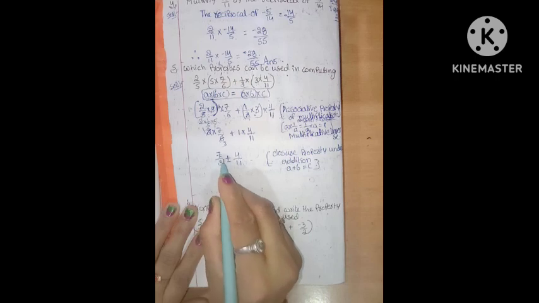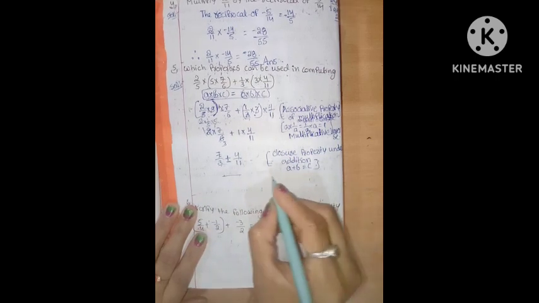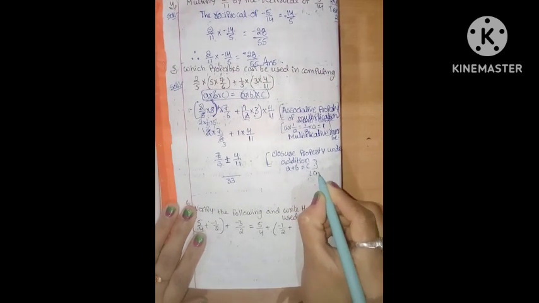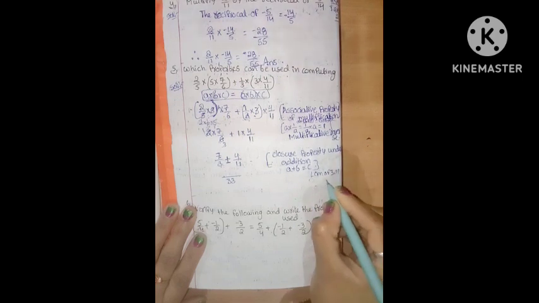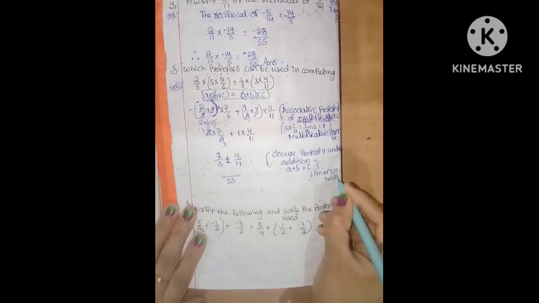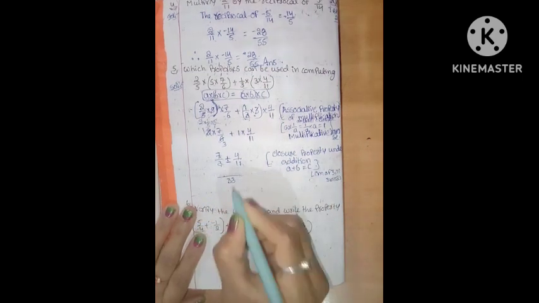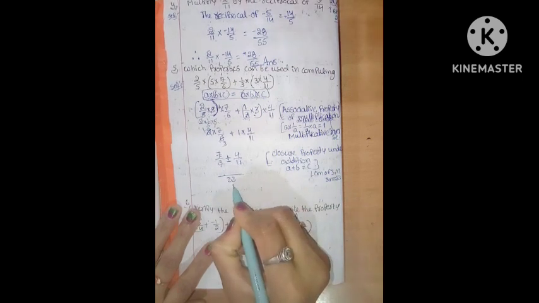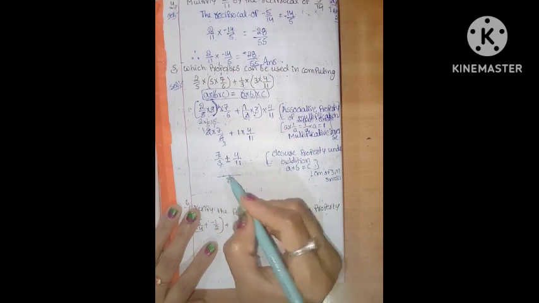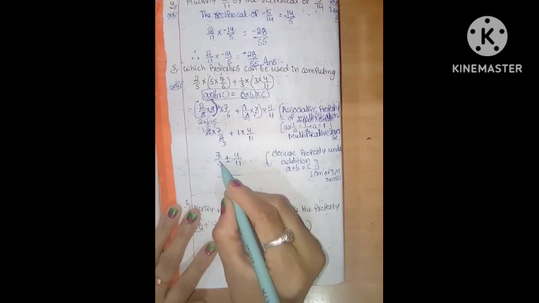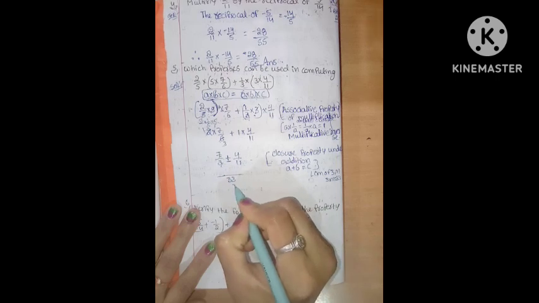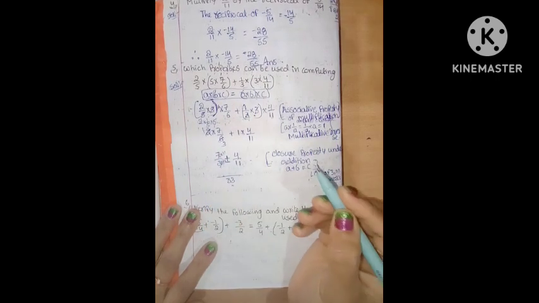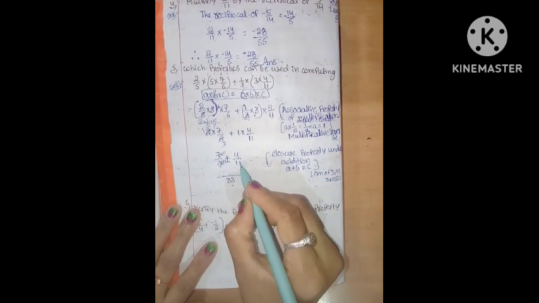Take the LCM of these two terms. The LCM of 3 comma 11 is 3 cross 11 equal to 33. Here the first term's denominator is 3, so the LCM is 33. First make the denominators equivalent. 3 is multiplied by 11 to get 33, and the numerator is also multiplied by 11, the same number.